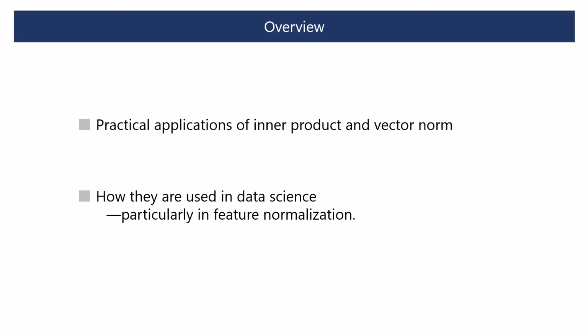In this section, we will explore the practical applications of the two key concepts, the inner product and a vector norm. We will see how they are used in data science, particularly in feature normalization. Let's review by understanding why we care about vector length and how we measure them.